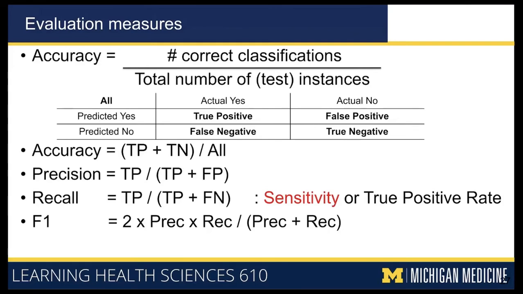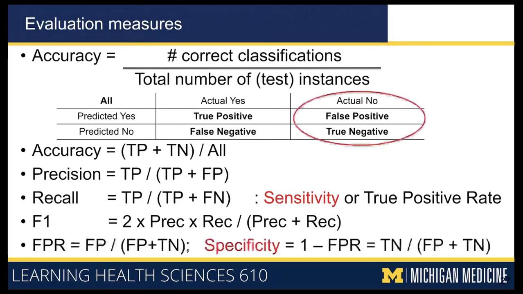The other evaluation metric that is common in health informatics and in medical informatics is specificity. Specificity has to do with the actual no column. Specifically, specificity is true negative divided by false positive plus true negative, which means that of the things that are actually no, how many are truly no, or how many are predicted no, right?